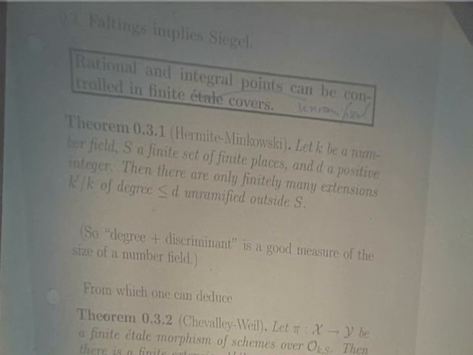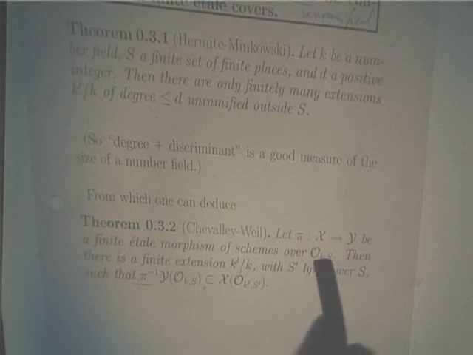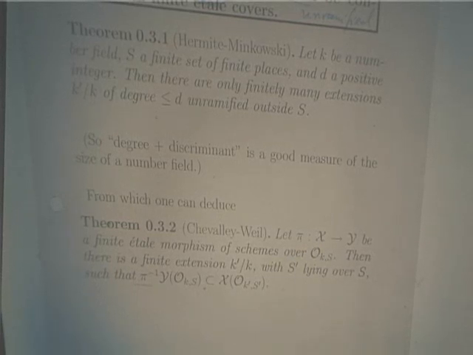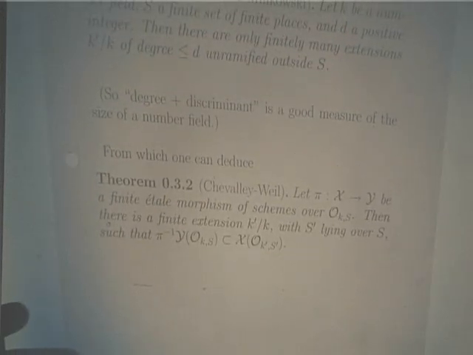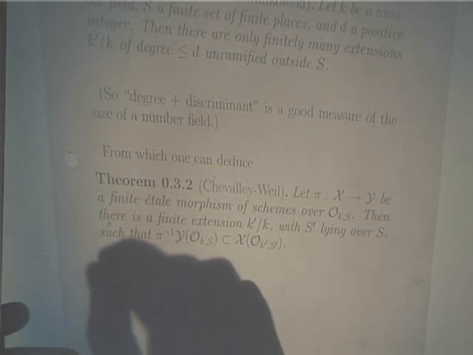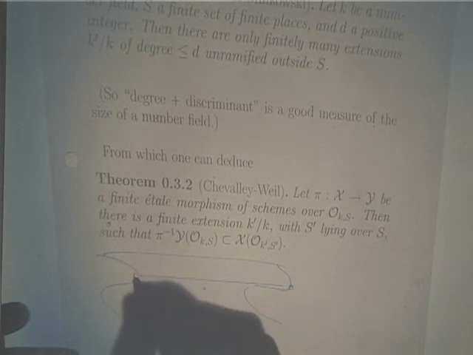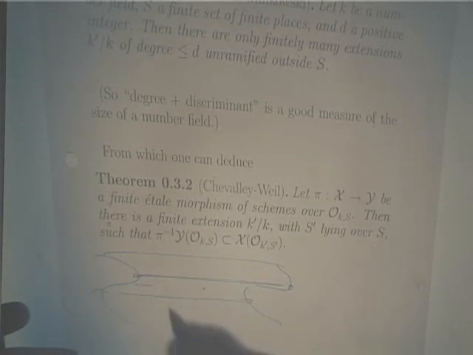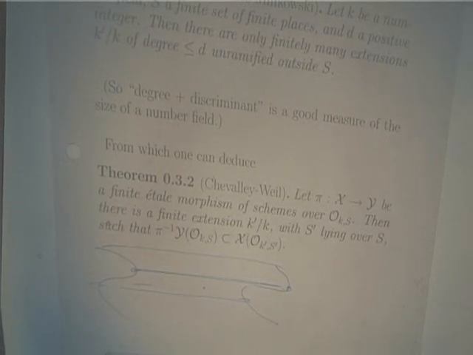But for our purposes, you can deduce from this that if you have a finite étale morphism of schemes over the ring of S-integers, O_{K,S}, and since I'm a geometer, I'll attempt to draw something like this, so these ramified points are removed. I want the morphism to be étale, unramified, and finite, so that I can pull up points from downstairs.